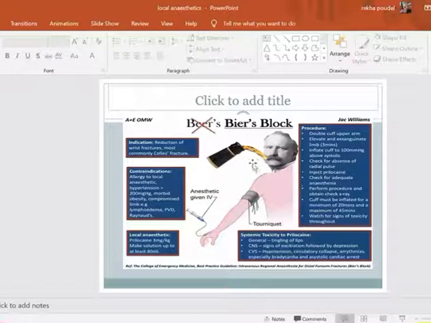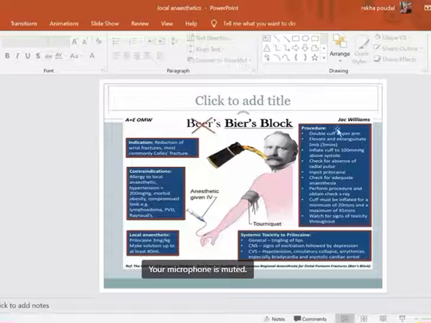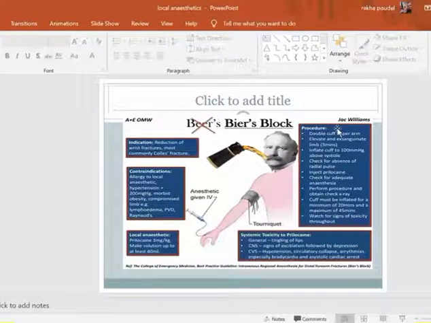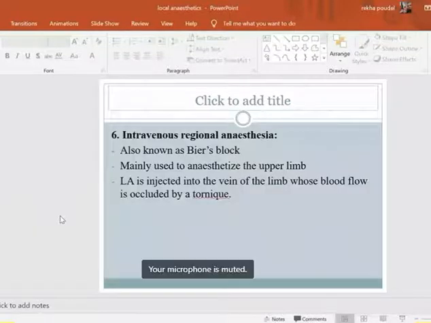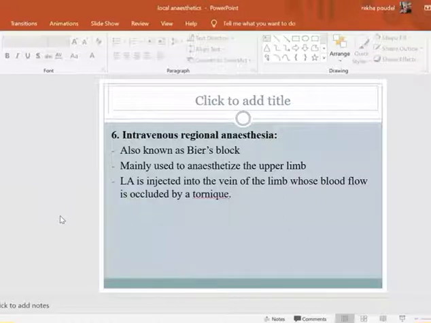You need not know all of this in detail. You will be taught about this during your anesthesia class in the clinical years. I'm just telling you in brief so that you'll know later on. After giving the anesthesia, we can do whatever procedure has to be done in this patient. So this is intravenous regional anesthesia, which is done by applying the tourniquet on the limb and doing the procedure. This is all about the local anesthetic.